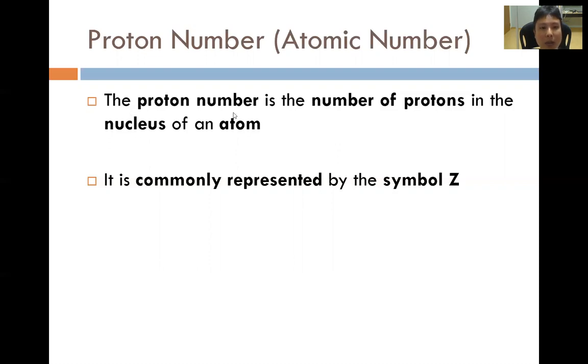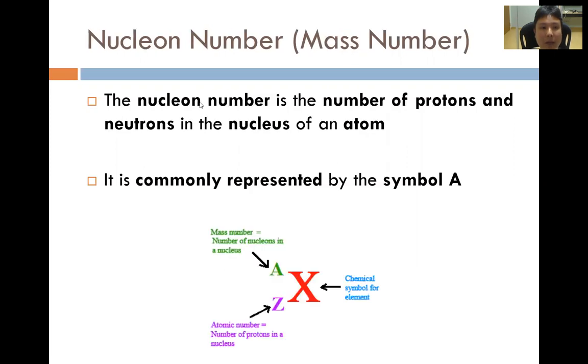The proton number is defined to be the number of protons in the nucleus of an atom, and it is commonly represented by the symbol Z. On the other hand, the nucleon number is the number of protons and neutrons in the nucleus of an atom. So basically, the nucleon number is the sum of the number of protons plus the number of neutrons, and is commonly represented by the symbol A.